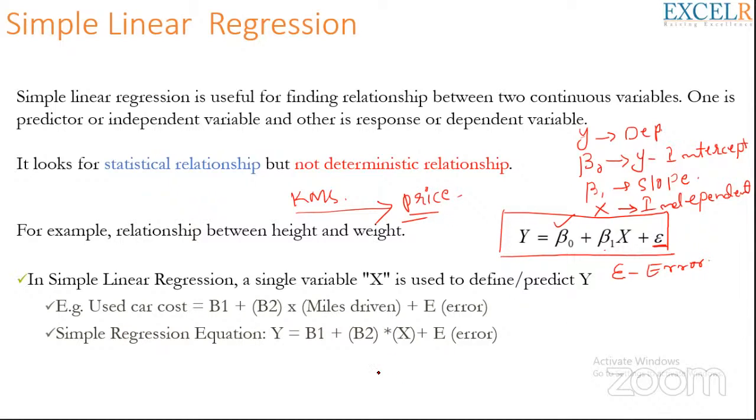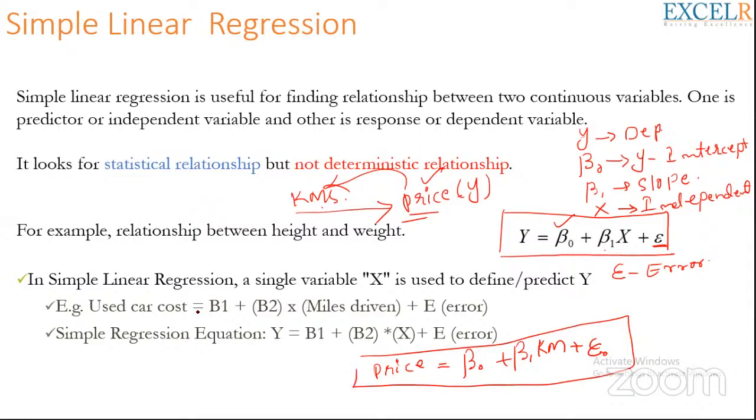The price is the y variable, because I want to find out this price, based on kilometers. Kilometers affect the price, and it is not the other way around. Price does not affect the kilometers. With more kilometers, the price would go down, because the age of the car increases, right? So that's the idea. Price is the y variable, and then beta naught plus beta 1 into kilometers, plus epsilon. So this is my regression equation. Here it is the same thing: used car cost is equal to beta 0 plus beta 1 into miles driven, kilometers, plus error. So this is a regression equation for a practical application like this.